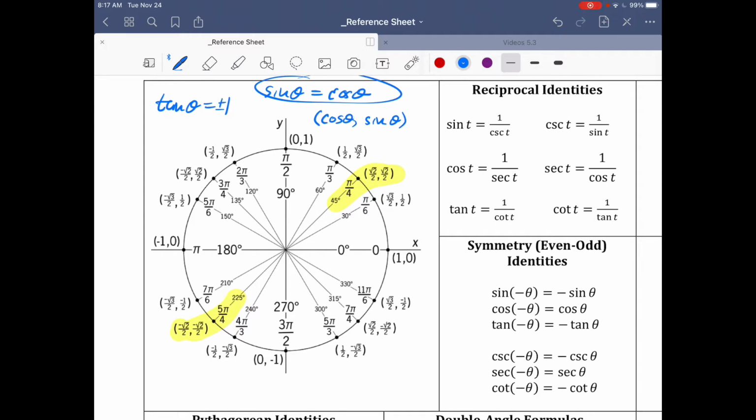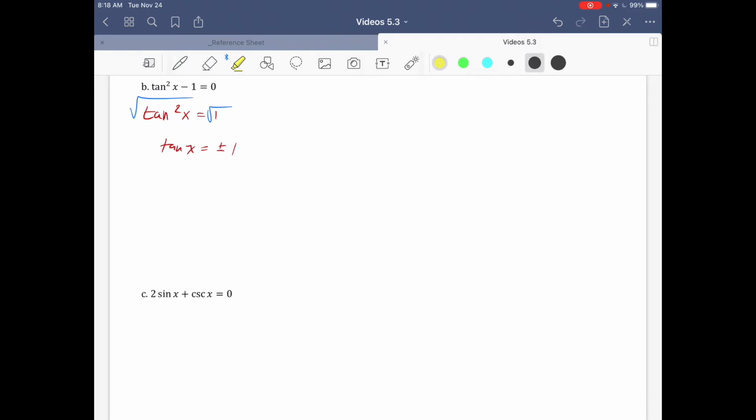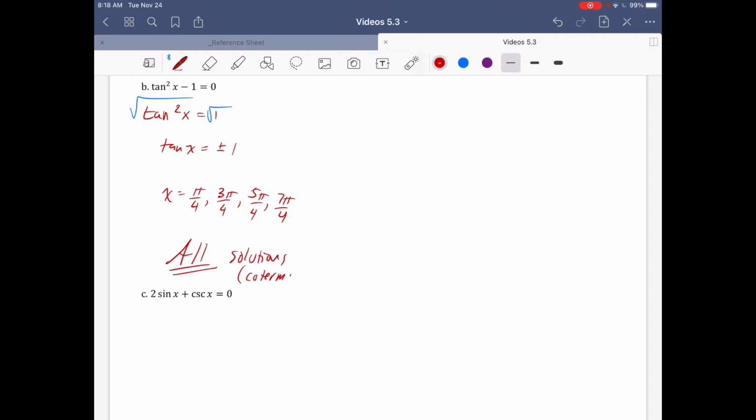But remember, we have plus and minus 1, so we can have any combination of positives and negatives in this particular instance. So we also have these two. So all of the denominators of 4, all of the pi's over 4. So straight up solving this for x from the unit circle, we get pi over 4, 3 pi over 4, 5 pi over 4, and 7 pi over 4. But once again, we want to find all solutions, and that means we do need to include coterminals.